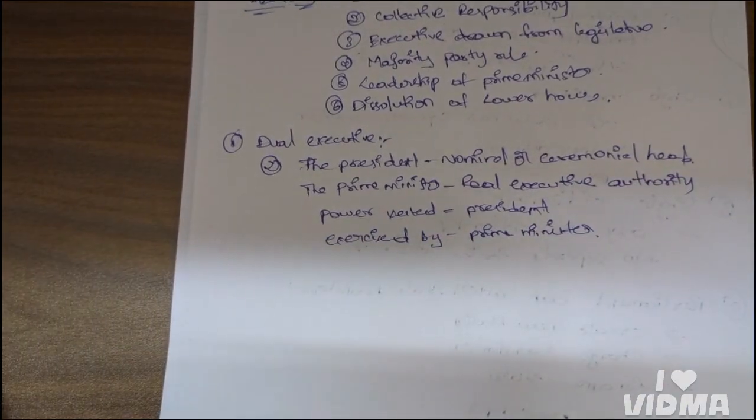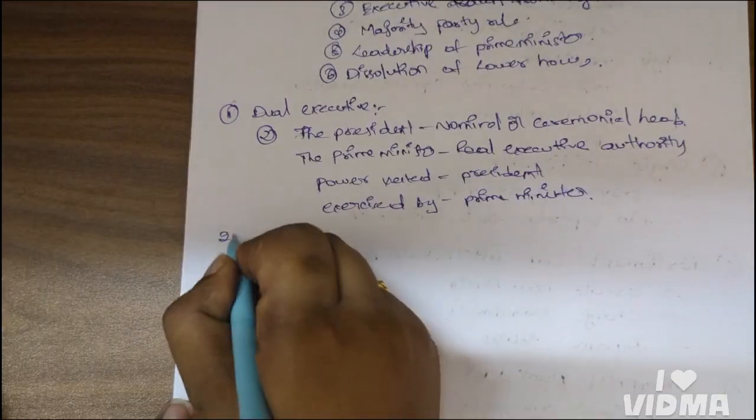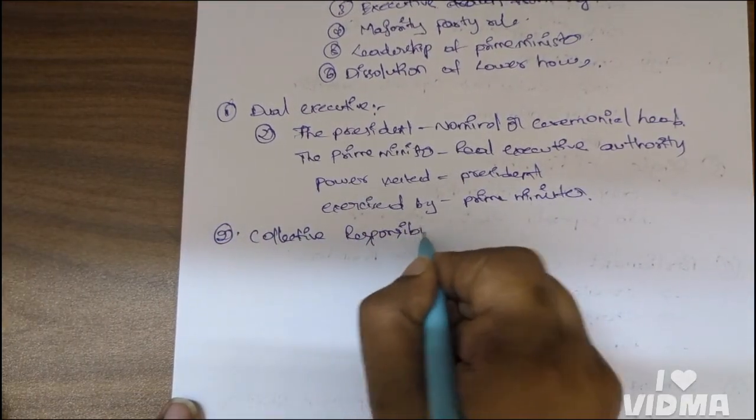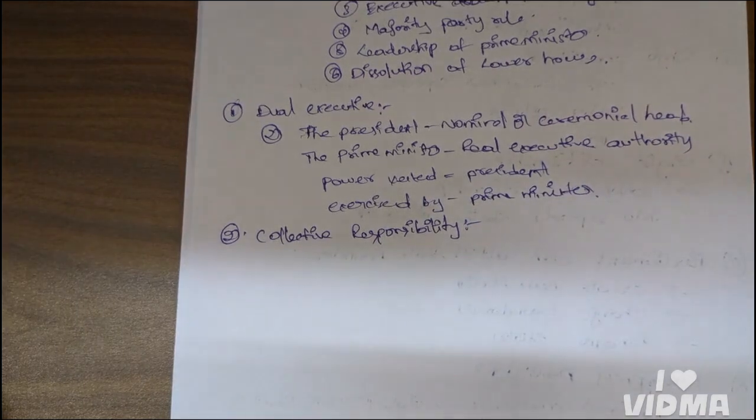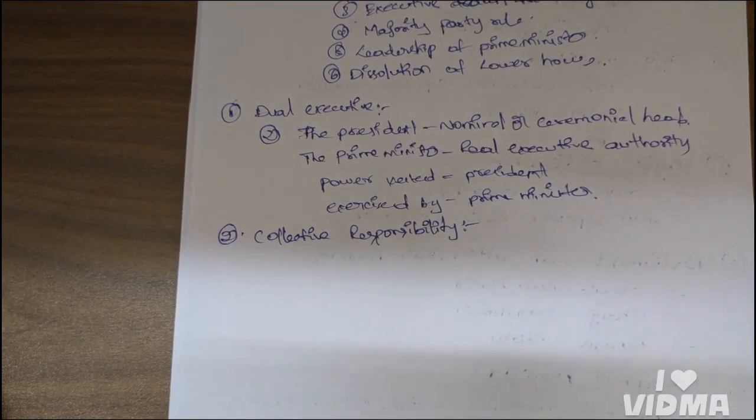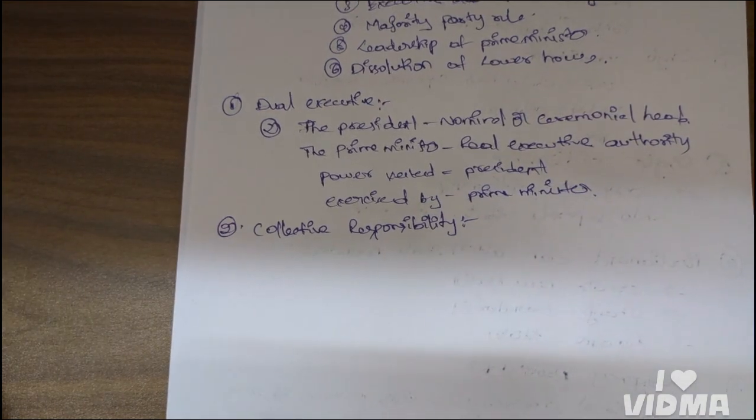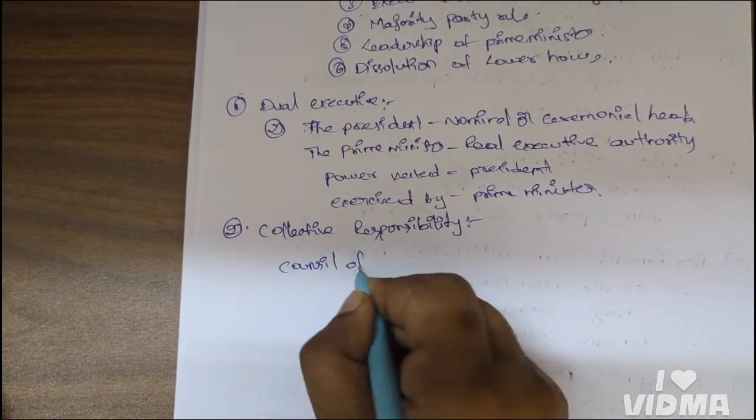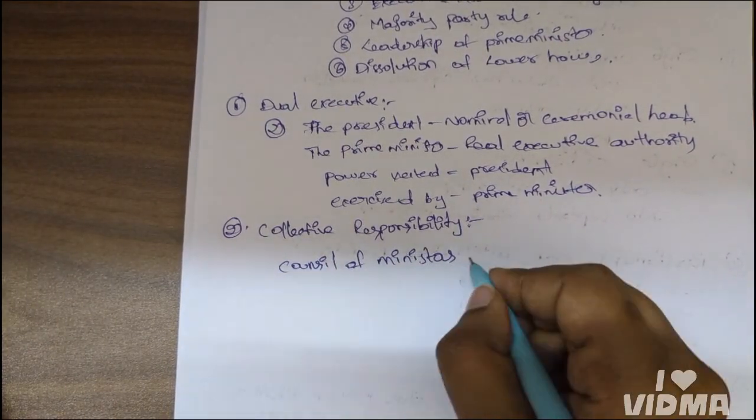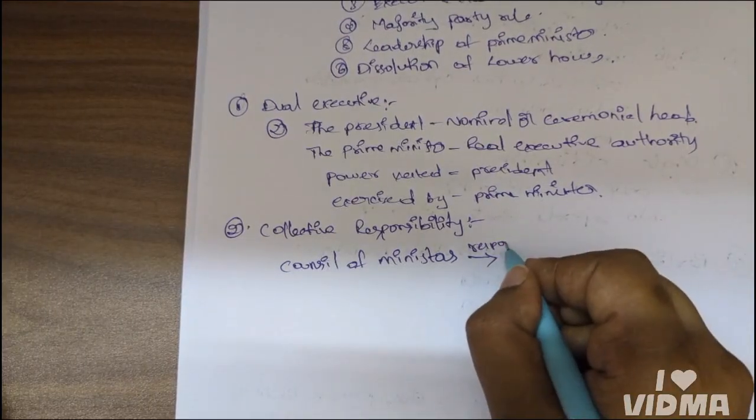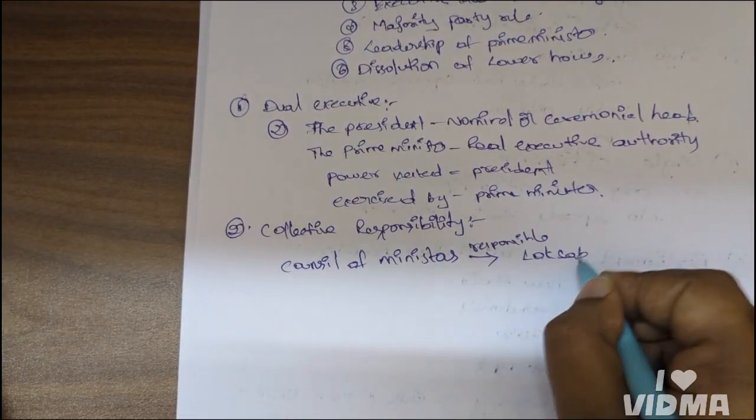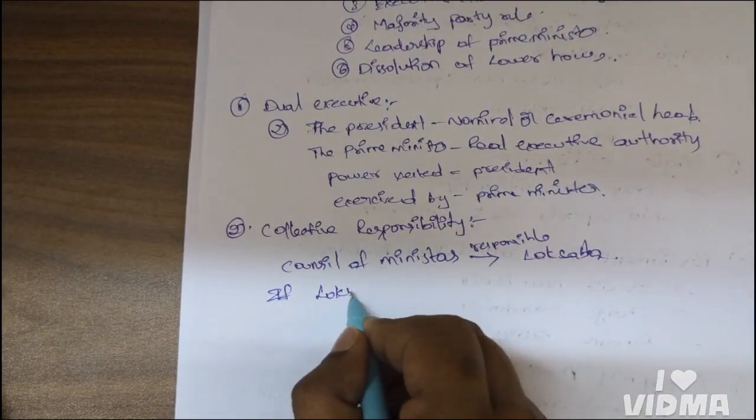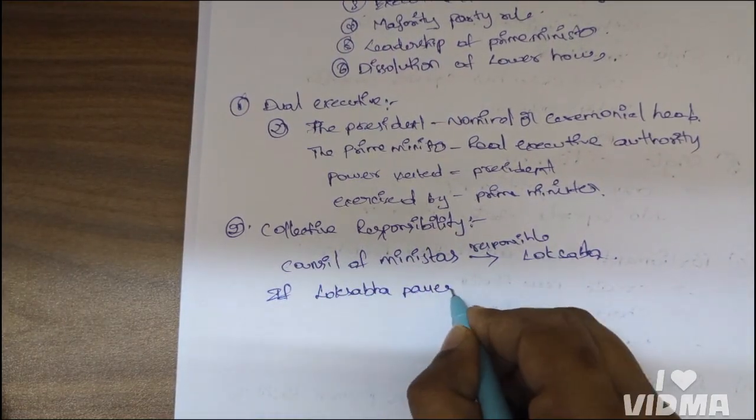Next one, collective responsibility. This is the heart of the parliamentary government. The council of ministers is collectively responsible to the Lok Sabha. This means if Lok Sabha passes a no confidence motion, the entire council must resign. So the government survives only with the majority support. This ensures the accountability to the people and the country. Okay.